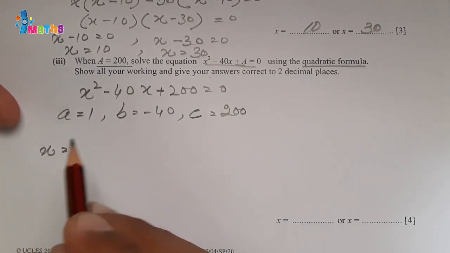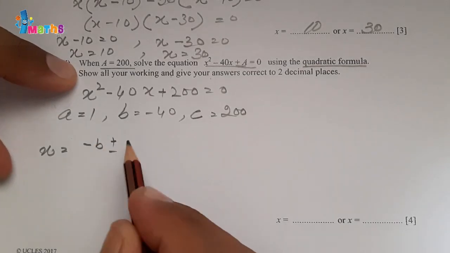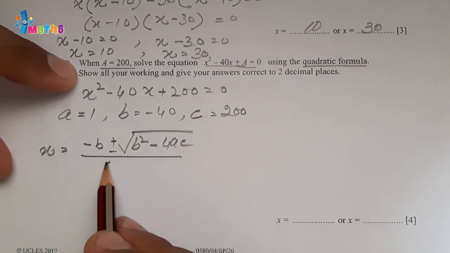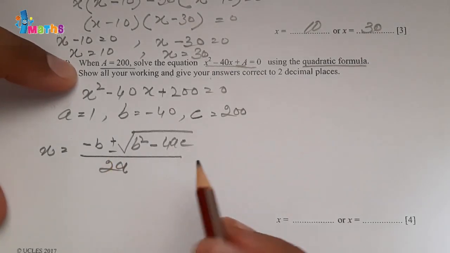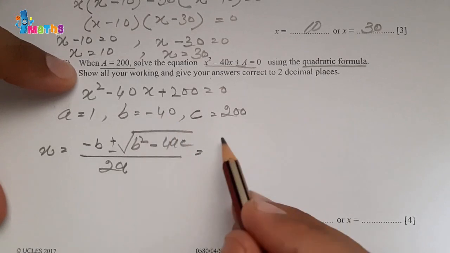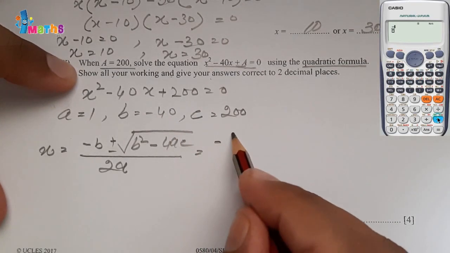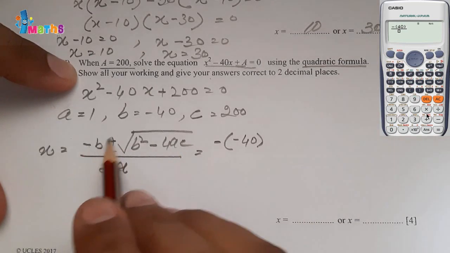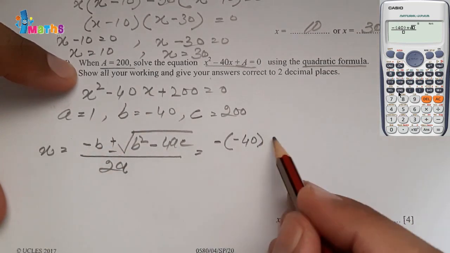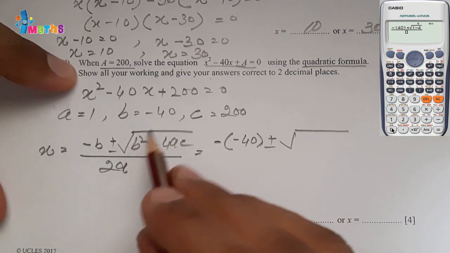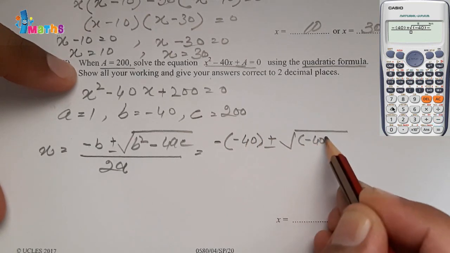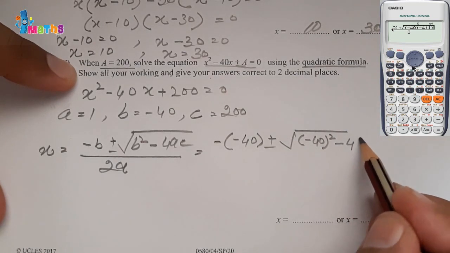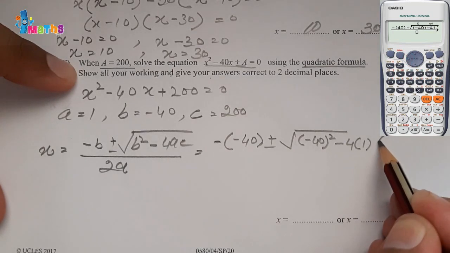And you know the quadratic formula is x is equal to minus b plus minus root b square minus 4ac, which is the discriminant, over 2a. So this is the formula. We'll have to replace the values in this formula. Always replace values in brackets so that you'll be reducing the chances of committing mistakes. So I'm putting the values in brackets, minus, and the value of b is minus 40, so I have replaced minus 40. Then plus minus root b square, b is minus 40, again in brackets, minus 40 whole square, and minus 4, a is 1, and the value of c is 200.